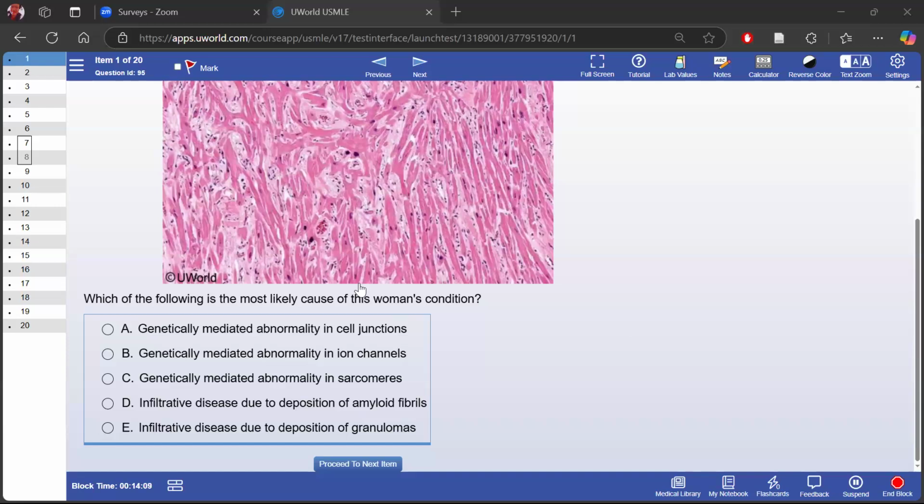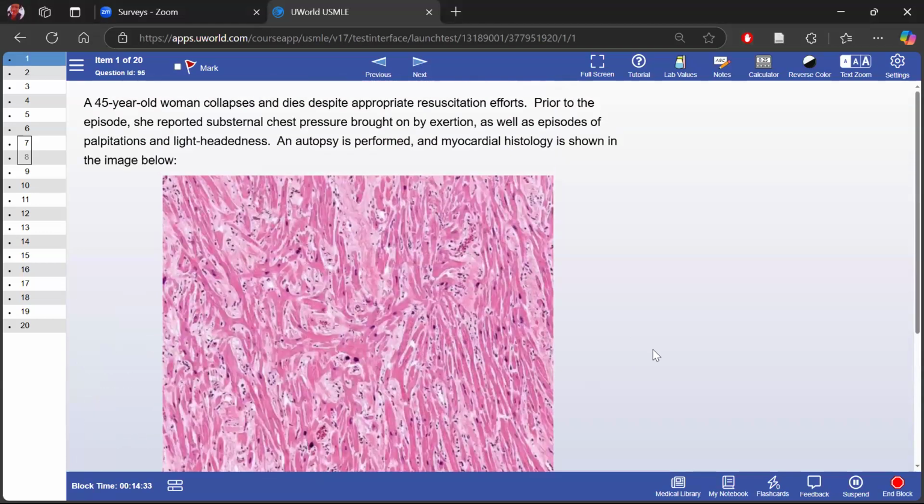So I have to figure out what the patient's condition is in the vignette and then figure out what the cause is. We're given options: genetically mediated abnormality in cell junctions, abnormality in ion channels, abnormality in sarcomeres, deposition of amyloid fibrils, and deposition of granulomas. So we need a clue to the woman's condition. Here we're given a 45-year-old woman who collapses and dies despite proper resuscitation. One thing to note is when you get vignettes that have pictures, right?